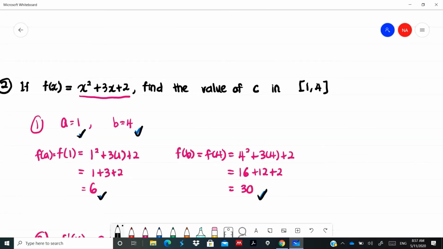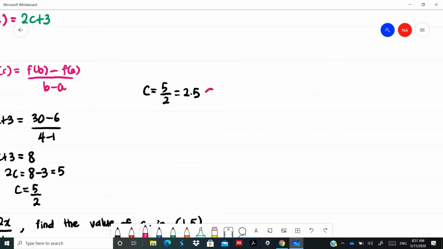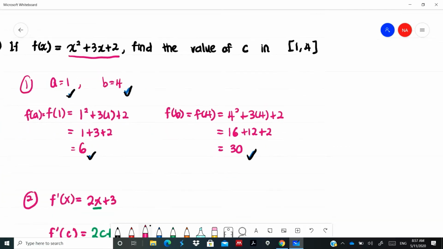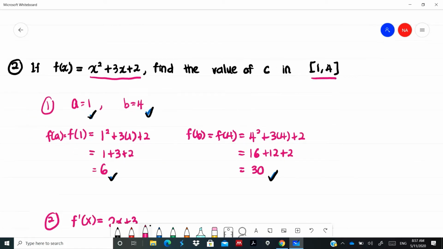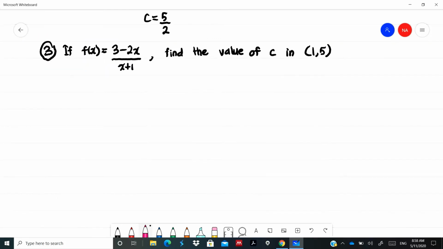Is it in the interval? Please check first. Is 2.5 inside this interval? Yes. So we have to write that 2.5 is an element of, meaning inside, the open interval (1, 4). So we have found the value of c within this interval that satisfies the Mean Value Theorem. Let's move to the next question.